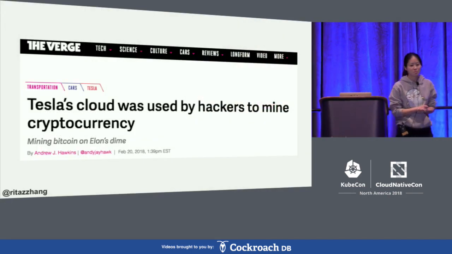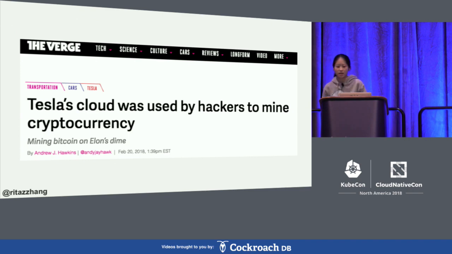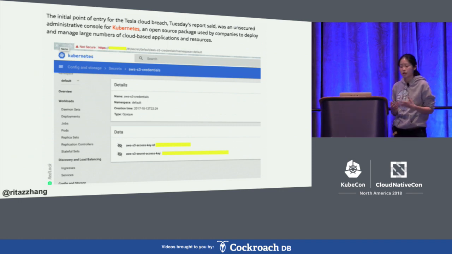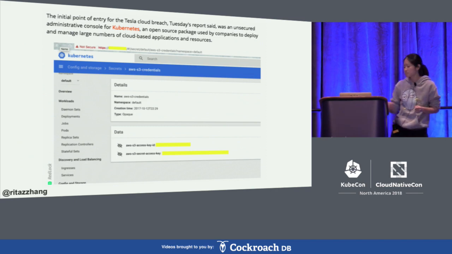I don't know how many of you remember this, but earlier this year, Tesla, among maybe other companies, were in the news about how their Kubernetes cluster was hacked for crypto mining. And how did they do that? The hackers were able to get access to their AWS credentials because they didn't have a secure Kubernetes dashboard. And because they were storing their AWS credentials as Kubernetes secrets stored in etcd, it was quite easy for the hacker to get their hands on all of their awesome AWS resources. And that's how they used it for crypto mining.